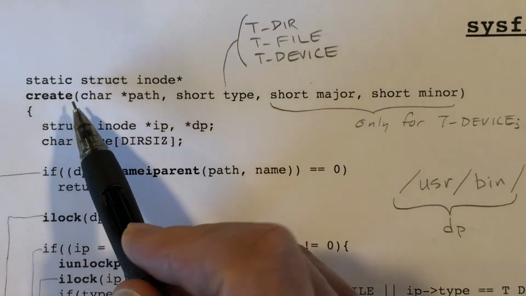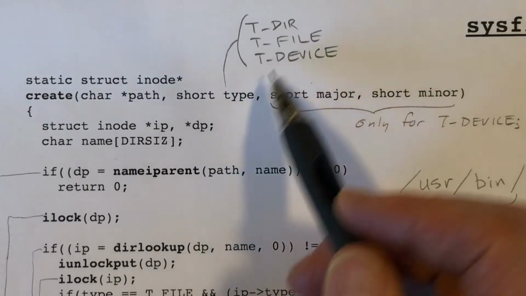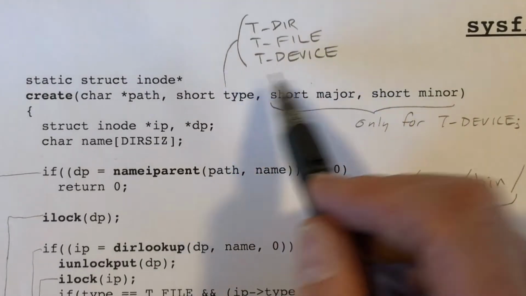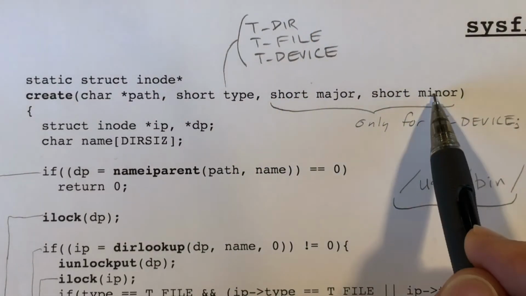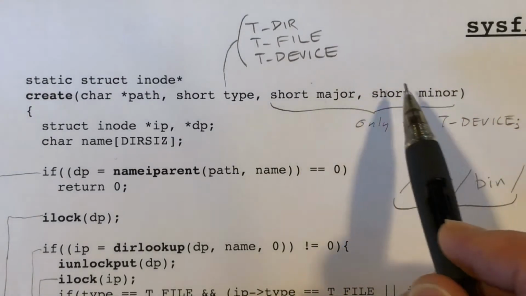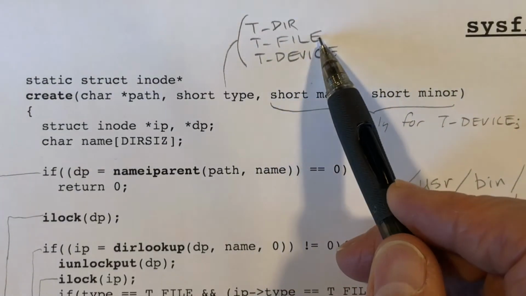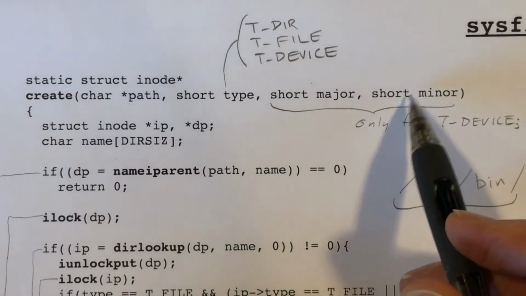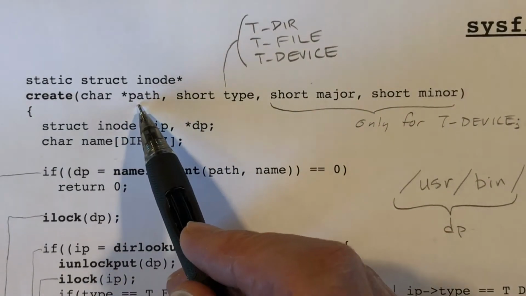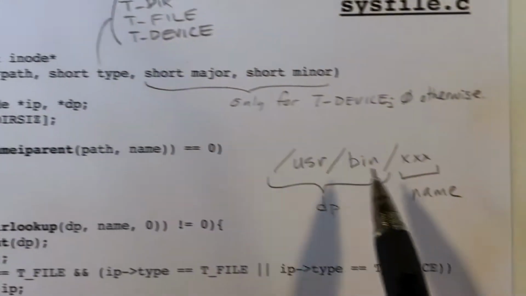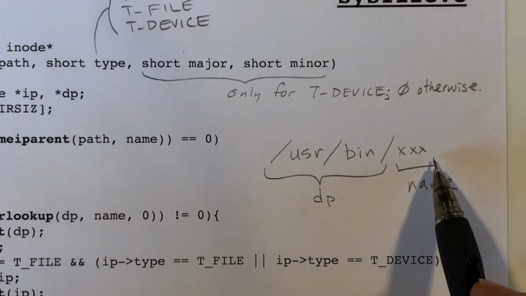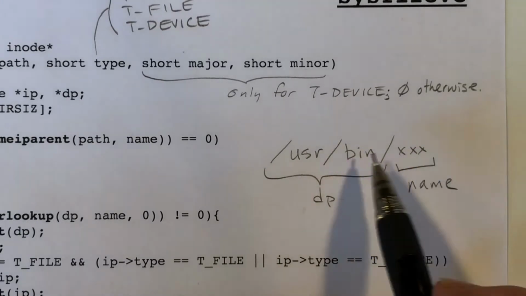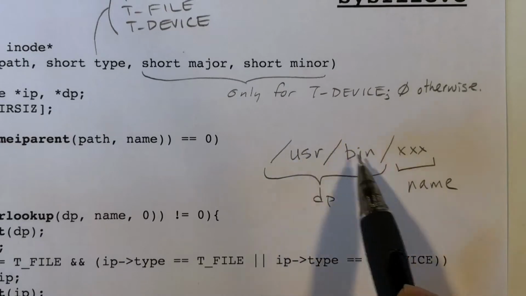It's passed a type code that indicates what kind of file we want to create, either a directory file, a regular file, or a device file. If we're creating a device file, we need the major and the minor numbers. For other kinds of files, for directory files and regular files, these will be passed in as 0 and not used. We're given the path name here as an argument, and that tells not only what directory we're adding it to, but the name as well. So for example, with this file name, we can see that we're adding a file called xv6 to some directory, in this example, user bin.